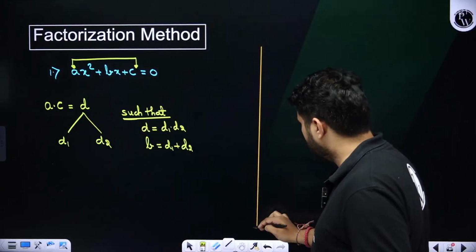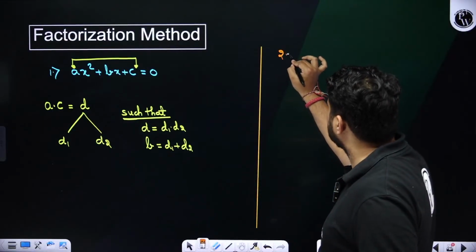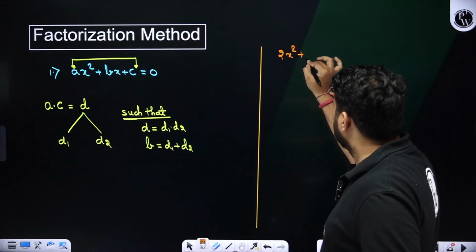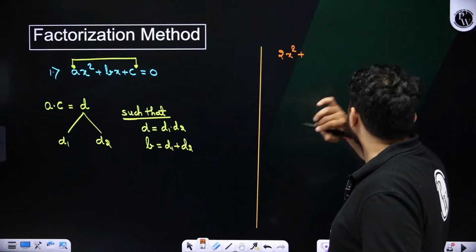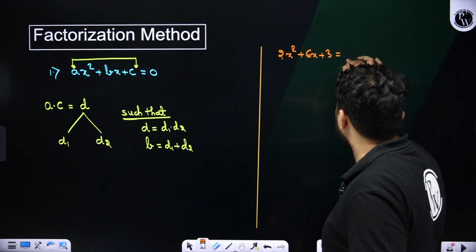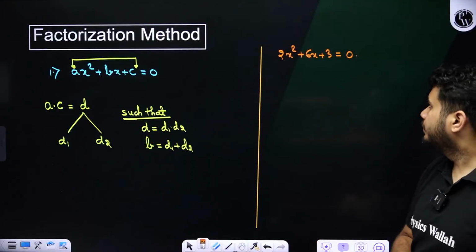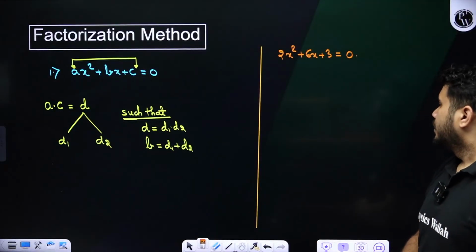So what will happen now? Suppose we have this quadratic equation 2x square plus 6x plus 3 is equals to 0. Do we have it like this?